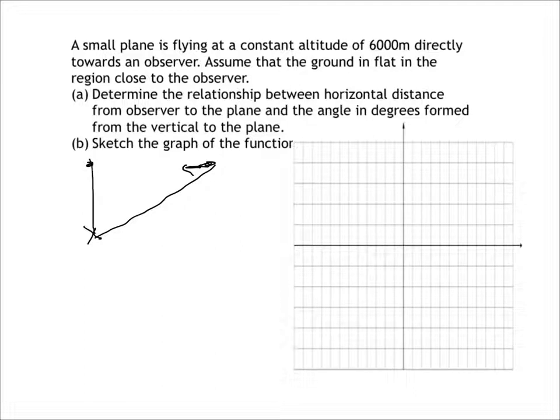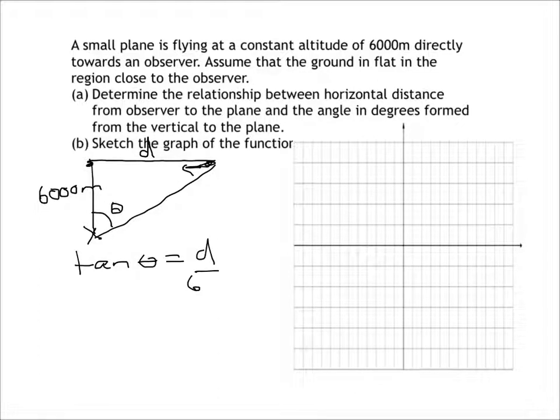We know that vertically we're looking at a distance of 6,000 meters. We're looking at a theta here between the vertical and the plane. And let's represent our unknown horizontal distance by d. So in this case, we know that the tan of theta is going to be d over 6,000 meters. If we rearrange, we end up with this relationship: d equals 6,000 times the tan of theta. So we have our a value, if you will, 6,000. We're going to be vertically expanding our tan function by 6,000.